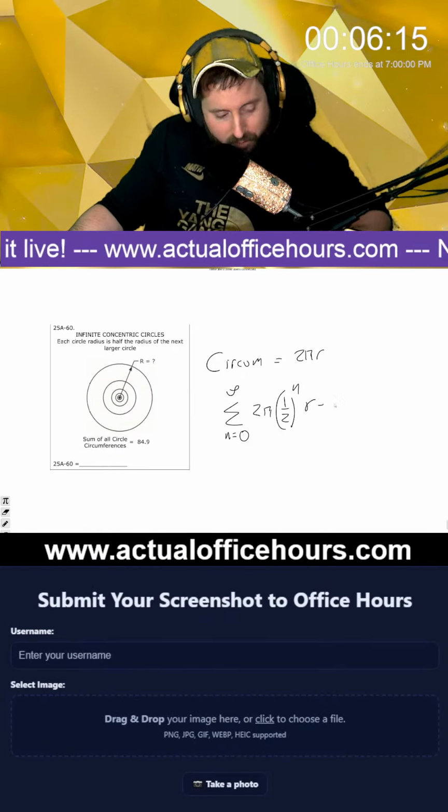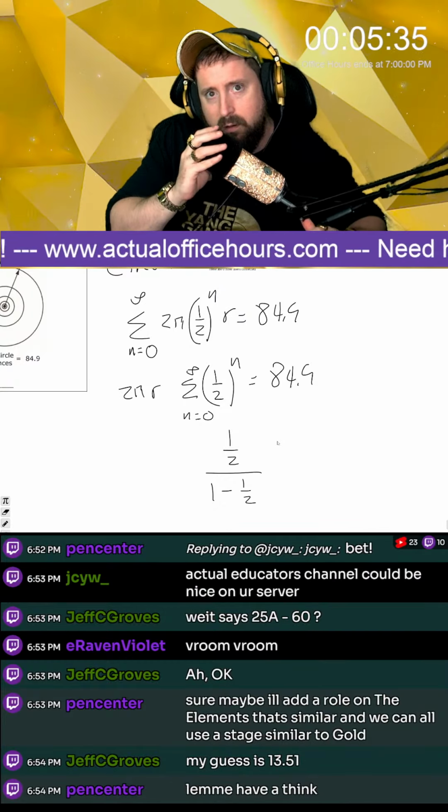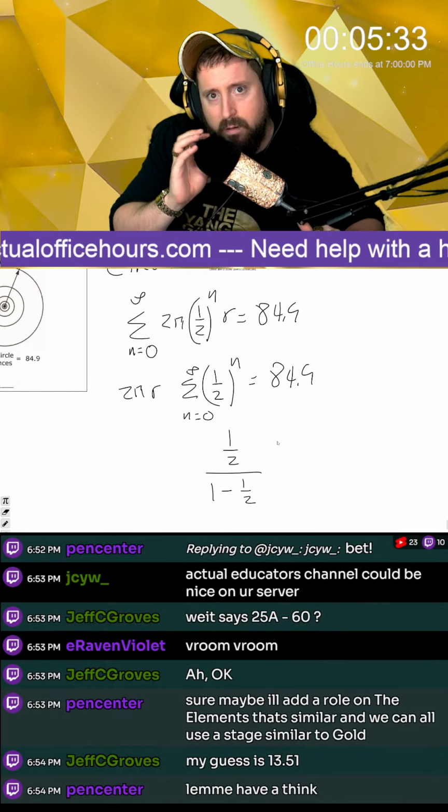Okay. So, 2 pi, sum from n equals 0 to infinity. And this is 2 pi r. We're going to figure out what r is. And then this is just 1/2 to the n. This is a well-known series, right? This is 1/2 over 1 minus 1/2. Isn't it? Isn't that what it is? 1 over 1 minus r? Yeah, sure.